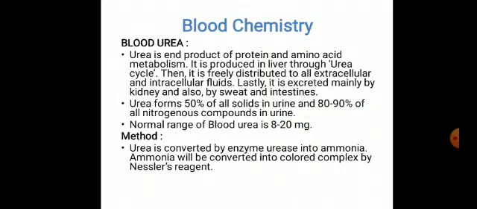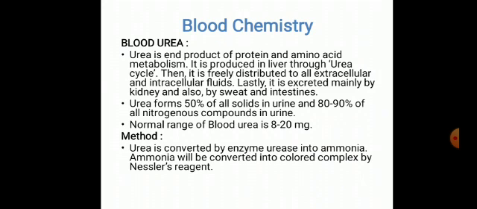Blood chemistry. In blood chemistry, blood urea, creatinine, and blood urea nitrogen are measured. Urea is the end product of protein and amino acid metabolism. It is produced in the liver through the urea cycle, and then it is freely distributed to all extracellular and intracellular fluids. Lastly, it is excreted mainly by the kidney and also by sweat and intestines. Urea forms 50% of all solids in urine and 80 to 90% of all nitrogenous compounds in urine.